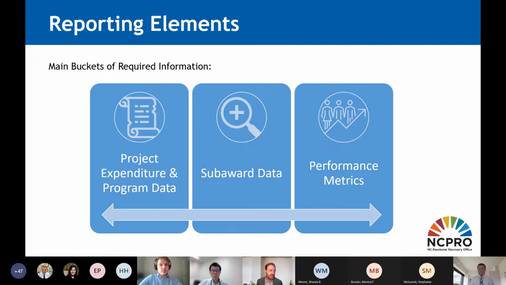Treasury expenditure category. There's the subaward data, so any money that goes outside of your agency, what do we need to know about that? And then finally is the performance reporting, the performance data that all contribute to both the annual performance report to U.S. Treasury, as well as just helping us as a state better understand the impact of these funds so that we are better prepared and understand how to respond in the event of a future disruption like this.